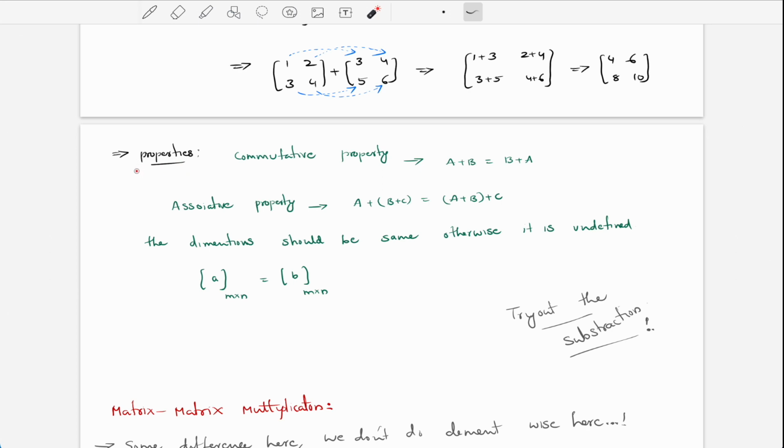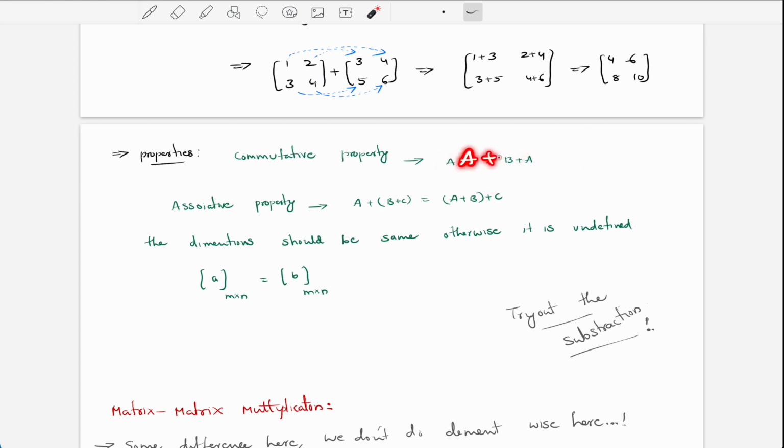In this matrix addition, we have some properties. We have a commutative property. So what do we mean by a commutative property? If we have A plus B, it must be equal to B plus A. I hope you're getting it. It means LHS is equal to RHS.